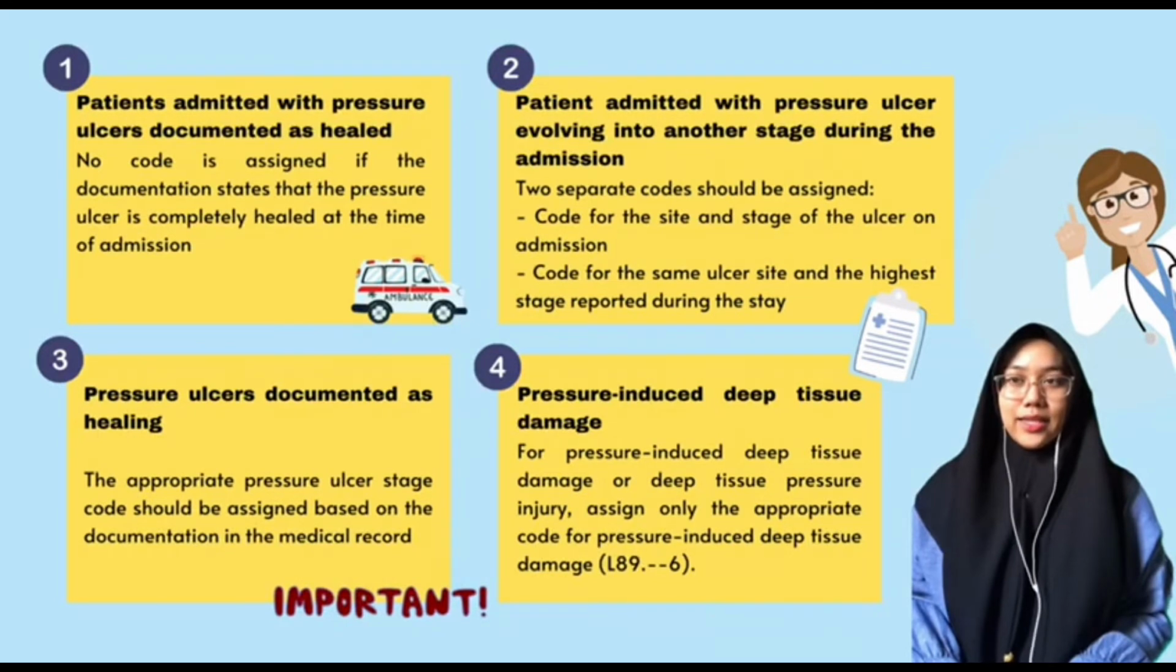The next guideline is pressure ulcer documented as healing. The appropriate pressure ulcer stage code should be assigned based on the documentation in the medical record. The last guideline is pressure-induced deep tissue damage. For pressure-induced deep tissue damage or deep tissue pressure injury, assign only the appropriate code for pressure-induced deep tissue damage, which is L89.6.